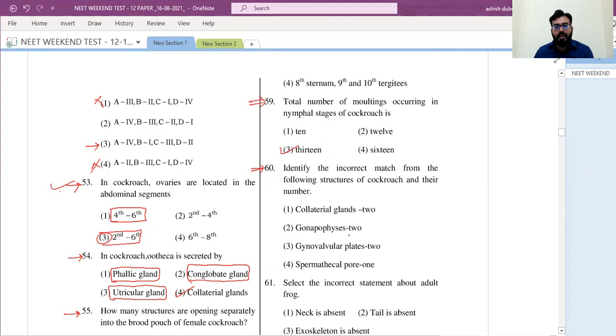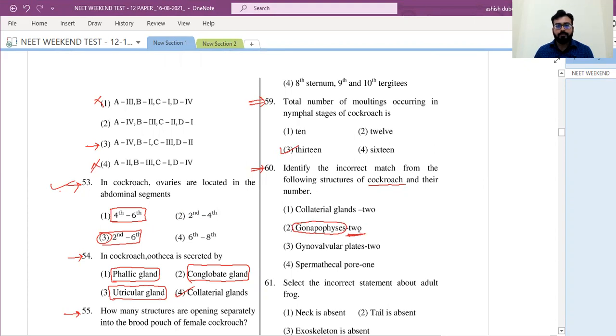So what are gonapophyses? Gonapophyses are representative of external genitalia. They are made up of phallomeres. In case of male cockroach, there are 3 irregular chitinous plates which together make the gonapophysis. In case of female cockroach, there are 3 pairs of chitinous plates making the gonapophysis. But neither in male nor in female external genitalia is there involvement of two structures.